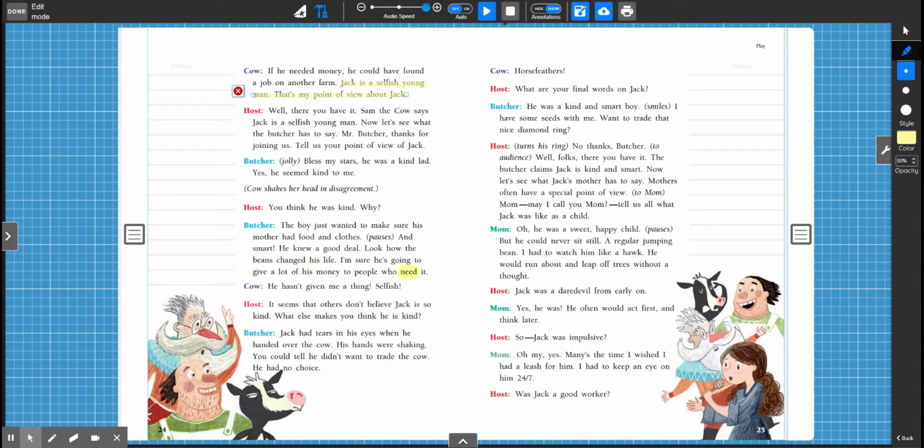So have you guys figured out that they're talking about Jack from Jack and the Beanstalk? Okay, so the butcher has a bit of a different point of view about Jack, right? So if you have a different color highlighter, I want you to grab it.